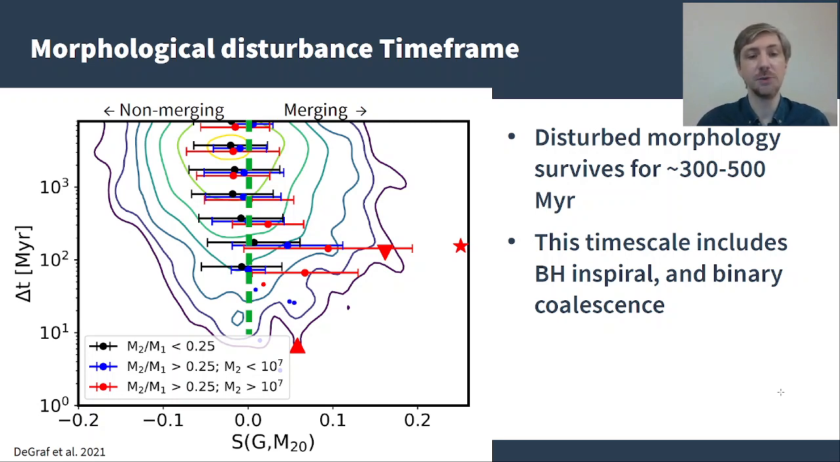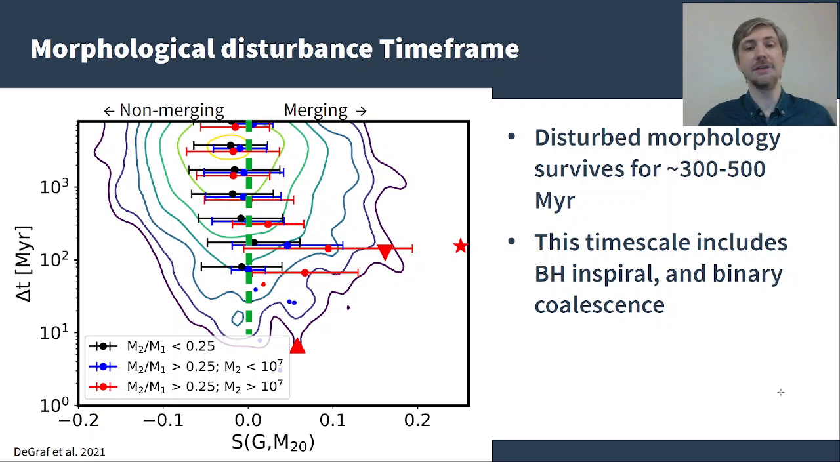And on the y-axis, we show the time since the most recent black hole merger. And what we see is recent black hole mergers seem to have high S parameters and thus a recent galaxy merger, especially in the red points here, which represent major high mass black hole mergers. So we actually see that we can expect a disturbed morphology in the hosts of these black hole mergers, but that would only survive for a few hundred megayears.